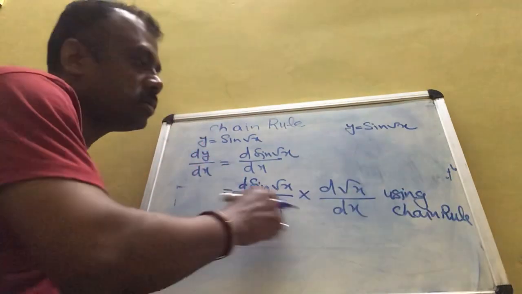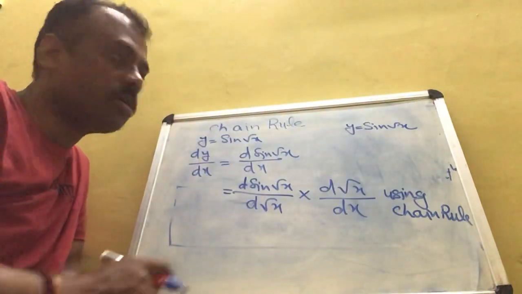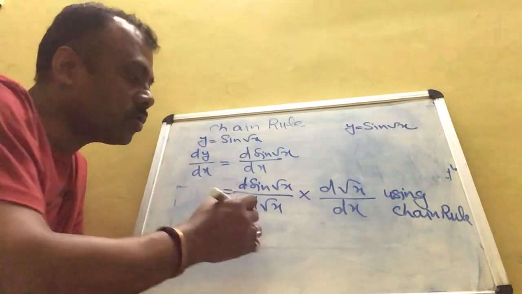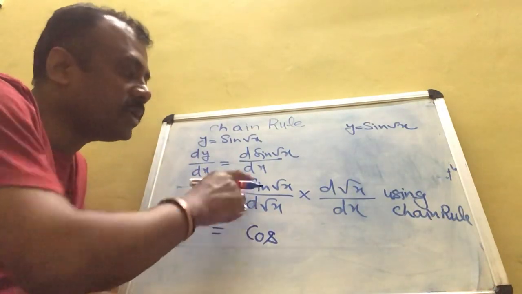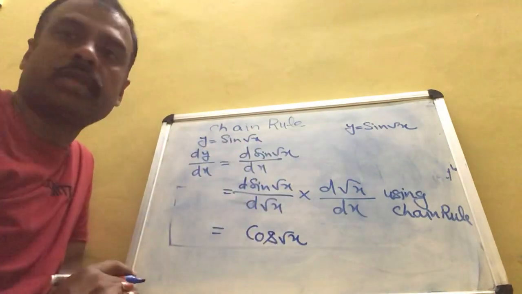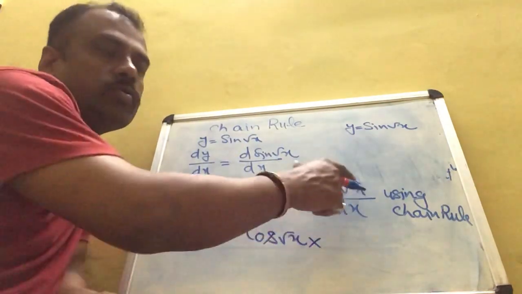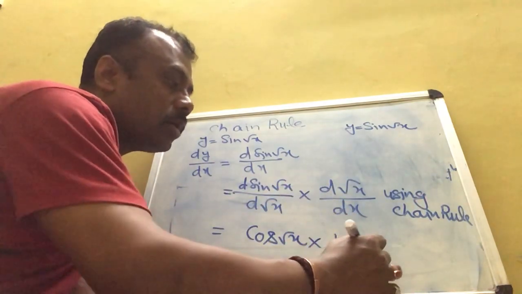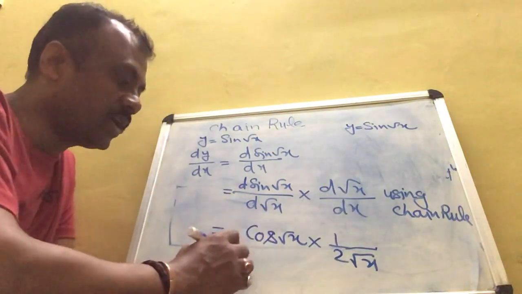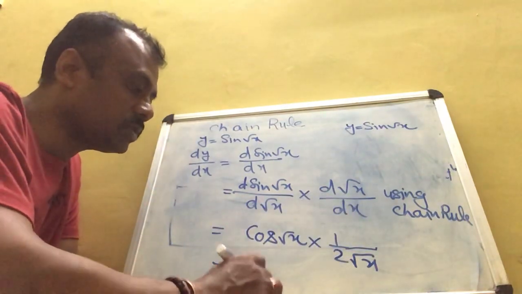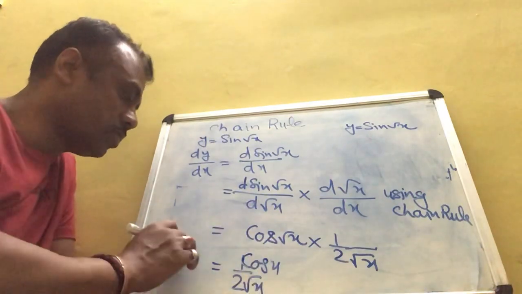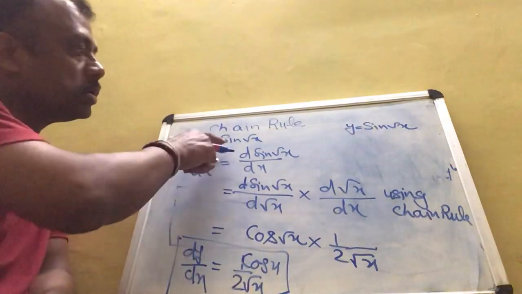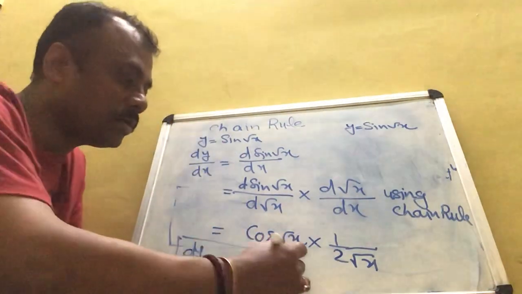Why chain? Because it is creating a chain. Now as we know, the standard derivative of the sine function is the cos function, so here we will simply write cos of root x, and using the x to the power n derivative, it will be 1 by 2 root x. So what will be the final result? 1 by 2 root x, cos of root x. So now the derivative of sine of root x will be this one.